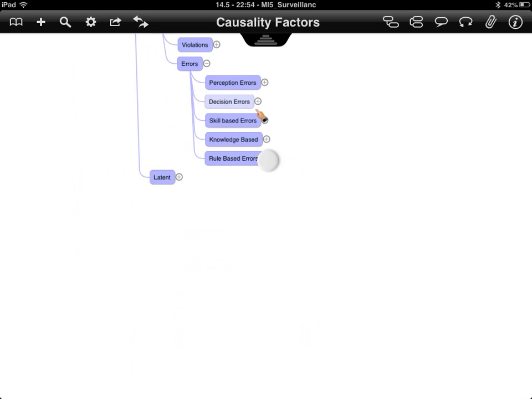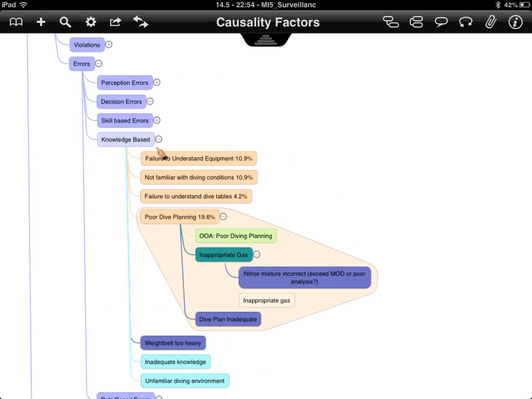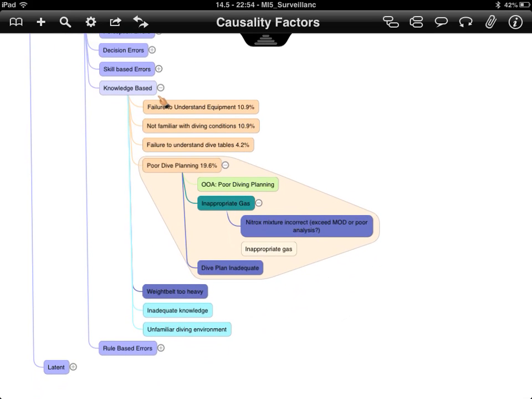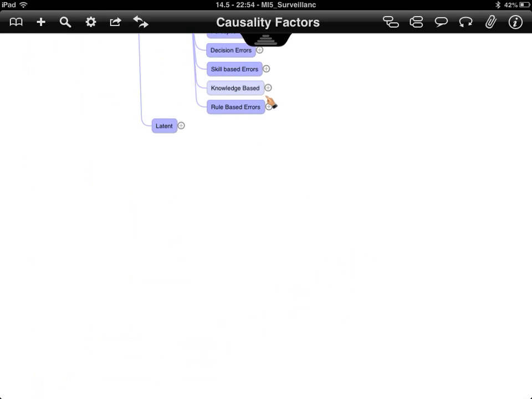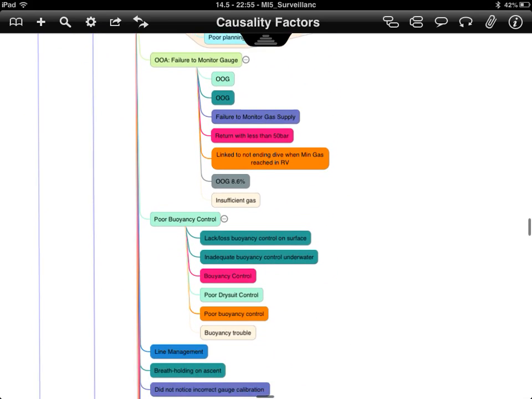We look at rule-based errors. Diving is a recreational activity with guidelines, although some would say there are some rules, but these are some of the factors that have influenced here. Knowledge base, again, it's difficult to understand whether or not it's a knowledge base error or a skills based or a rules based, depending on the knowledge of the diver themselves. Skill based, this is where the majority of the error factors sit.